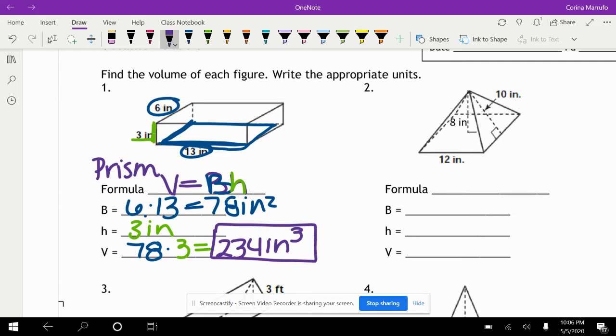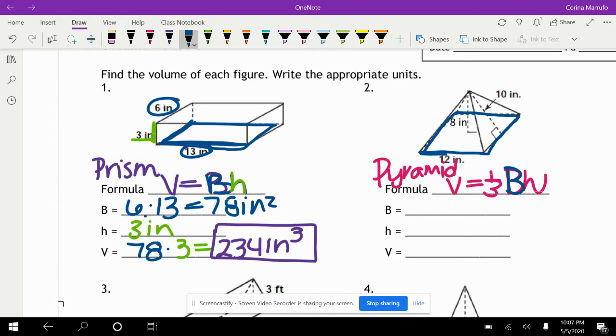Okay, let's move on to the next one. So on this one, we have a pyramid. So because this is a pyramid, our volume is going to equal 1/3 big B times little h. And remember, big B stands for the area of the base. So if we look here, our base is a rectangle or a square shape, and it's going to be 12 times 12, which is 144. This is a square pyramid. And then our units are inches squared.